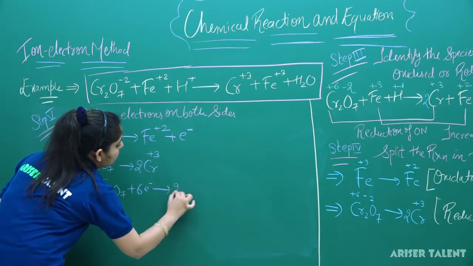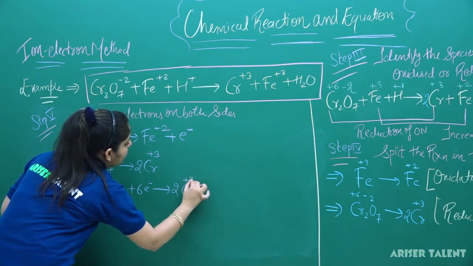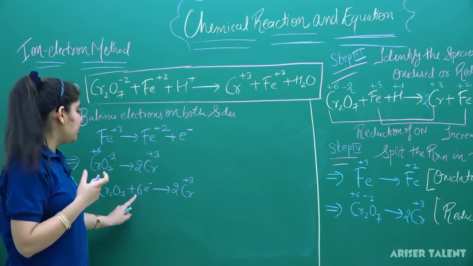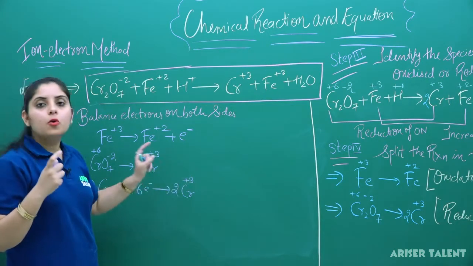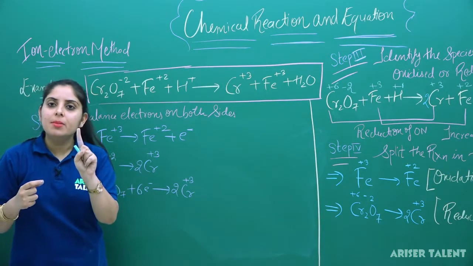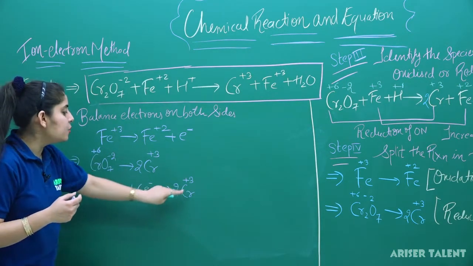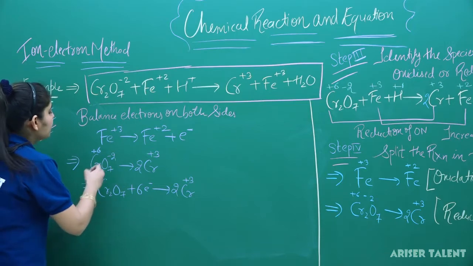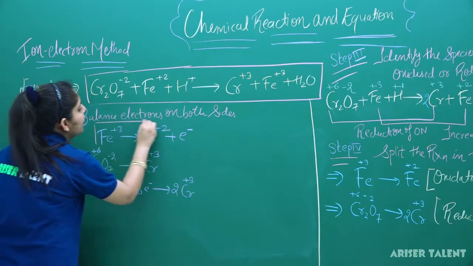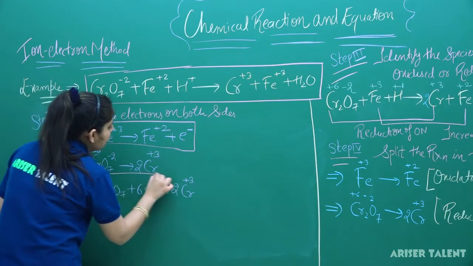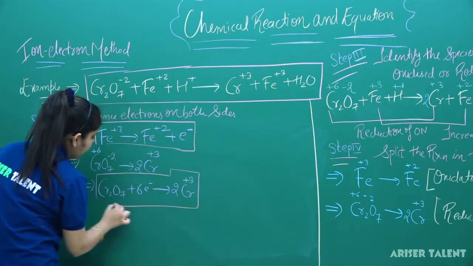6 electrons give Cr+3. Why have I added 6 electrons in this equation? Because chromium has oxidation number +3 and chromium has 2 atoms here. So 2 into 3, 6. So this will be the oxidation half reaction and this will be our reduction half reaction.